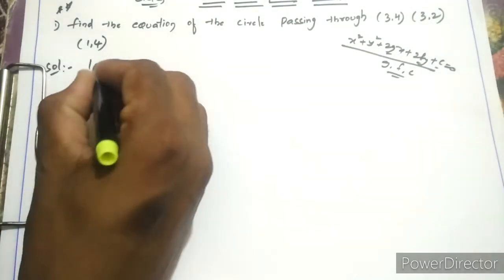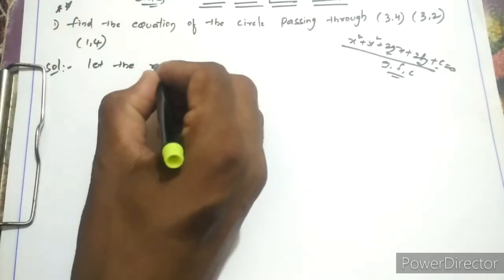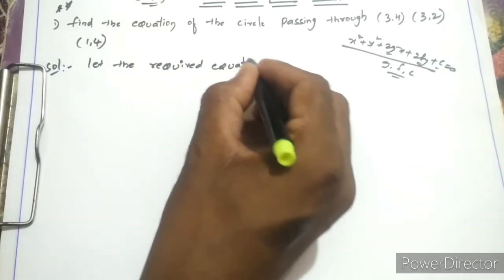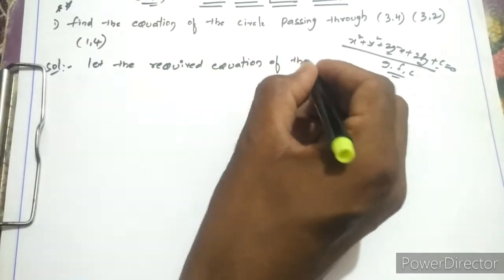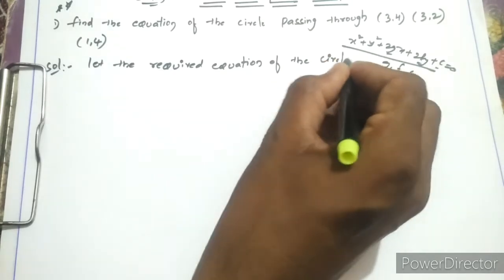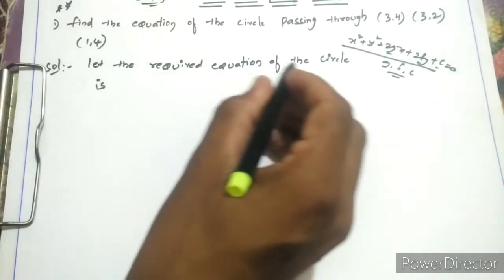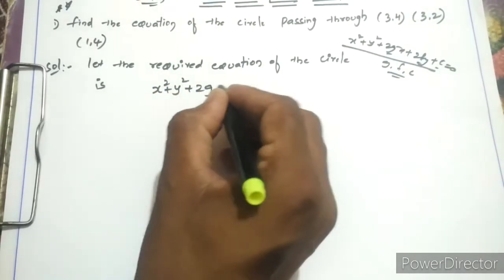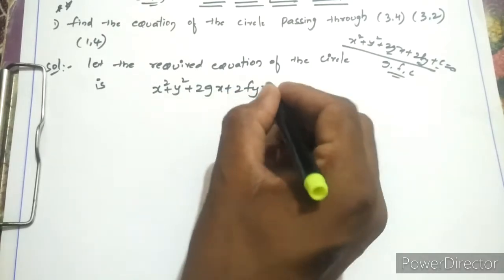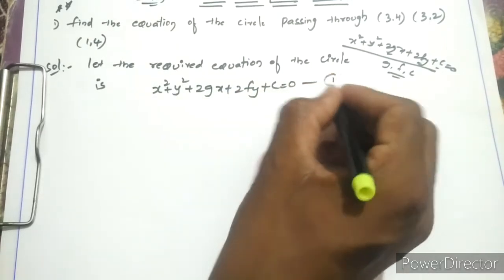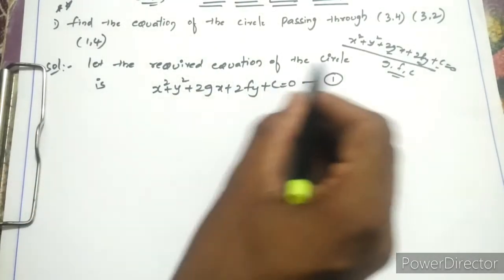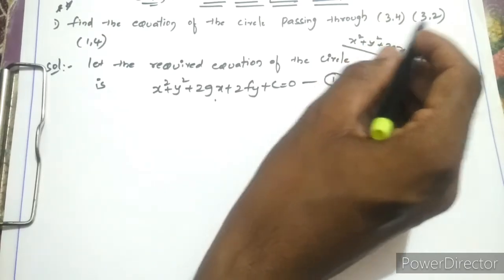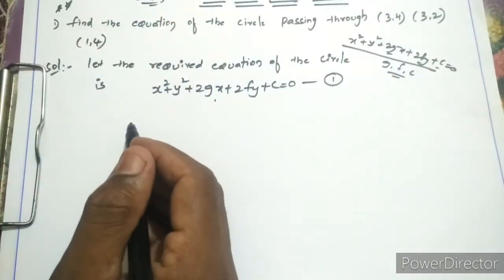So now see the solution. Let the required equation of the circle be x square plus y square plus 2gx plus 2fy plus c is equal to 0. So this one equation we are taking as equation 1. So this circle equation is passing through the 3 points. So what is the first point? 3, 4. Second point is 3, 2 and third point is 1, 4.